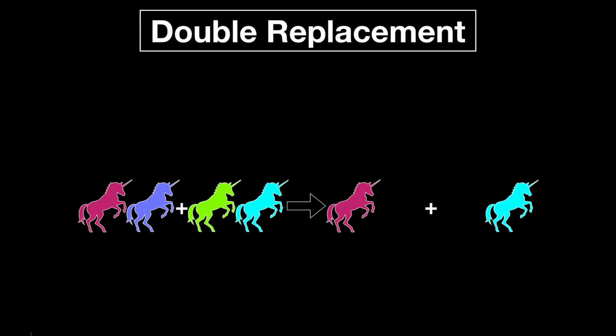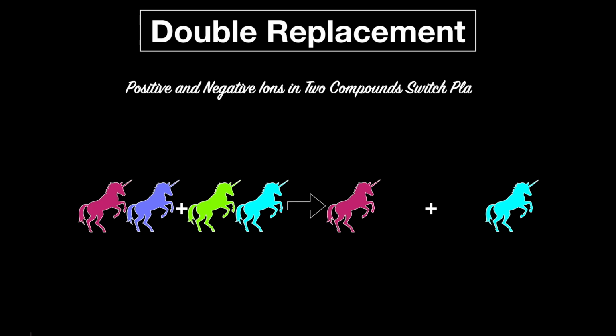Now, a double replacement reaction gets a little more complicated. So we have all of the unicorns here. And again, we're pretending that they are, in this case, atoms or ions. Let's pretend that they were ions and they're existing ionically bonded to each other. Now, what's going to happen in a double replacement reaction is positive and negative ions in two compounds switch places.